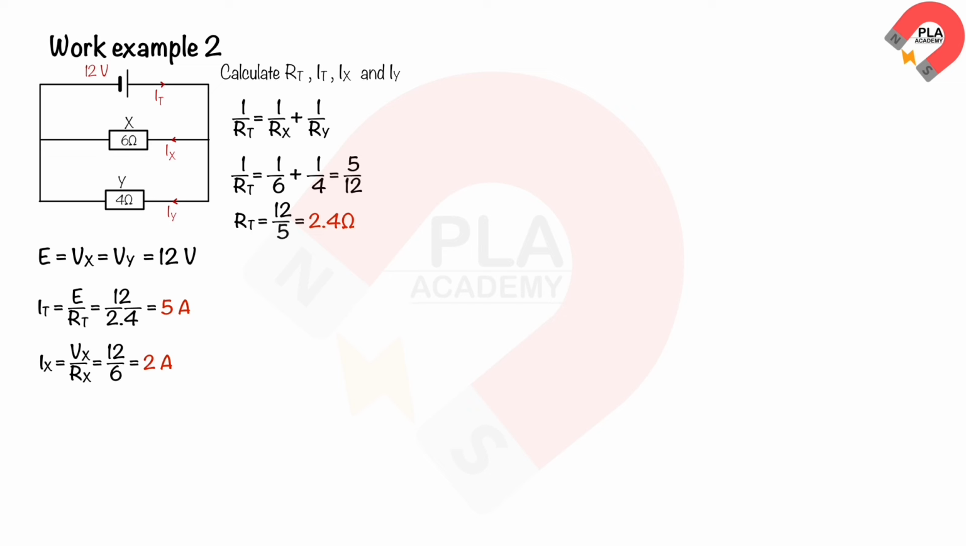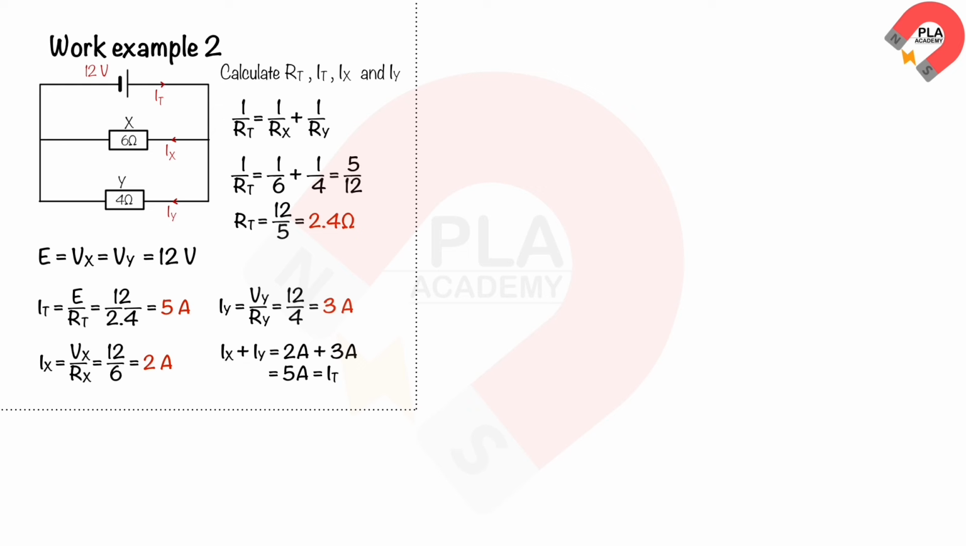Calculate Iy using the following equation. Iy equals Vy over Ry. Substitute Vy equals 12 and Ry equals 4. So, Iy equals 3 amperes. You see that Ix plus Iy equals 5 amperes, which equals IT.